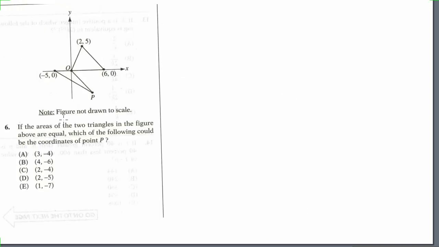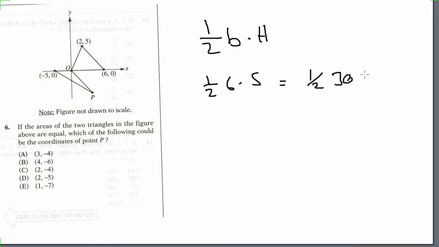All right, so the area of the top triangle is equal to the area of the bottom triangle. In both cases, the formula we want to use is 1/2 of base times the height. Okay, so in the case of the top one, the base here is 6, so we're going to have 1/2 of 6 times the height. In this case it is going to be from 0 to 5, so times 5 is going to be 1/2 of 30, or 15.